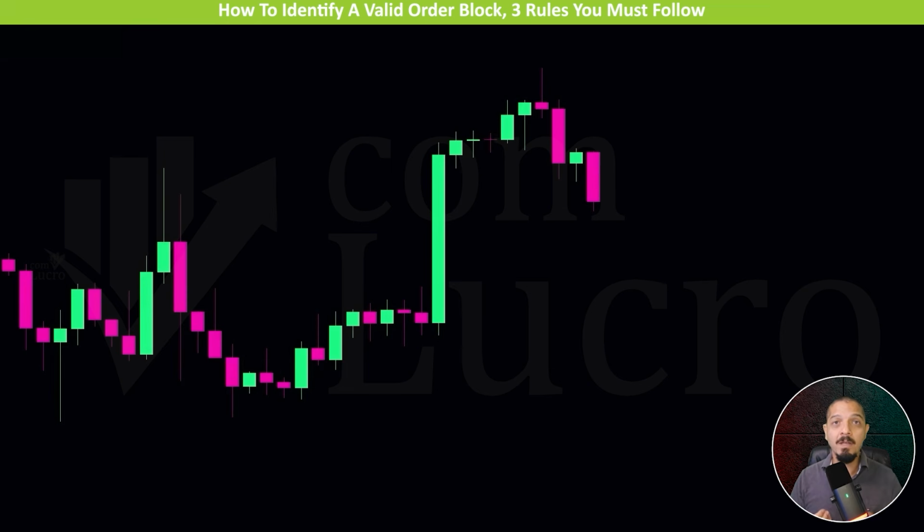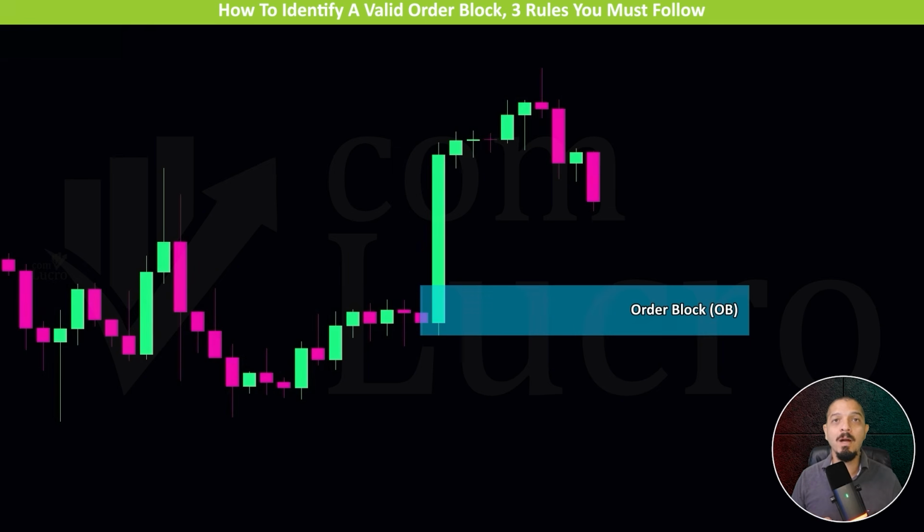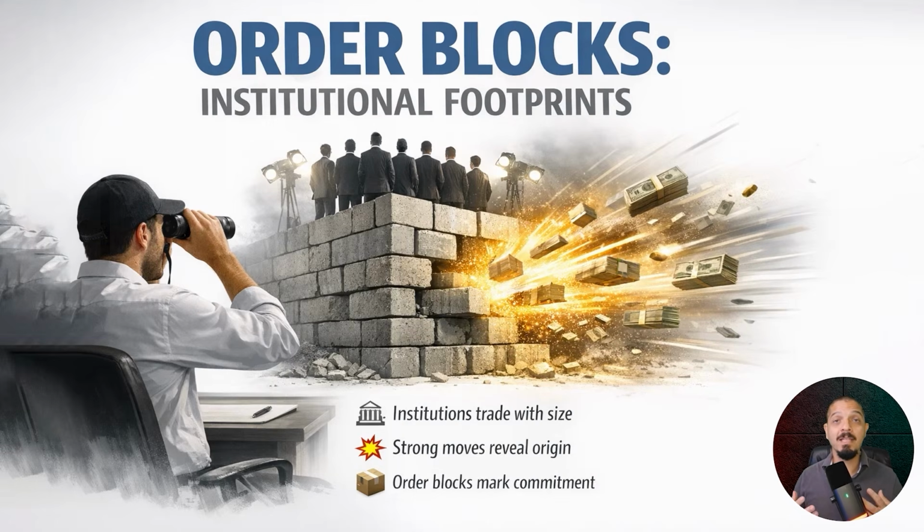So, how can we identify a valid order block on the chart? An order block represents a specific area on the chart where a large amount of capital entered the market, usually from big banks or major institutions, often referred to as smart money. Because these participants operate with significant size, their activity tends to produce strong and visible price movements.